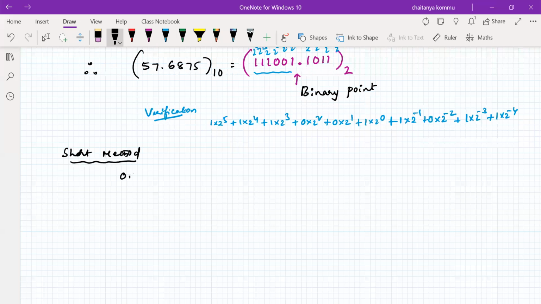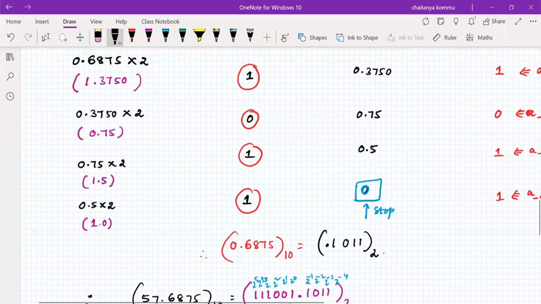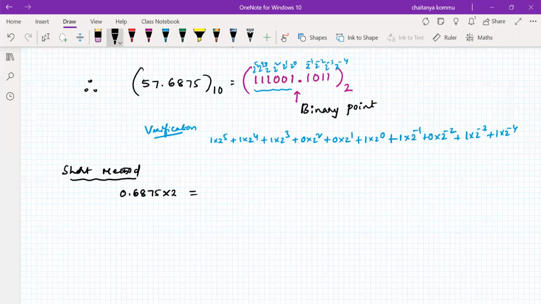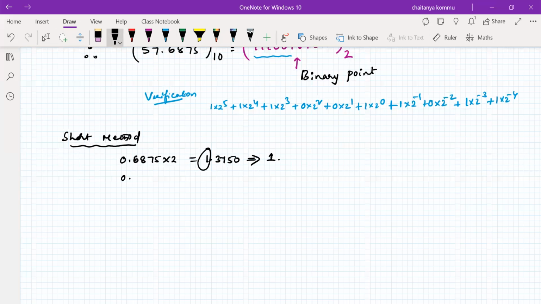For example, 0.6875 is multiplied with 2. Immediately you write, what is the value that we'll get? 1.3750. So from this, use the integer part, 1. What is the remaining part? 0.3750 is multiplied with 2. What is this value? 0.75. What is the integer part here now? 0 only. Therefore, you write 0. The previous one is 1, you write 1.